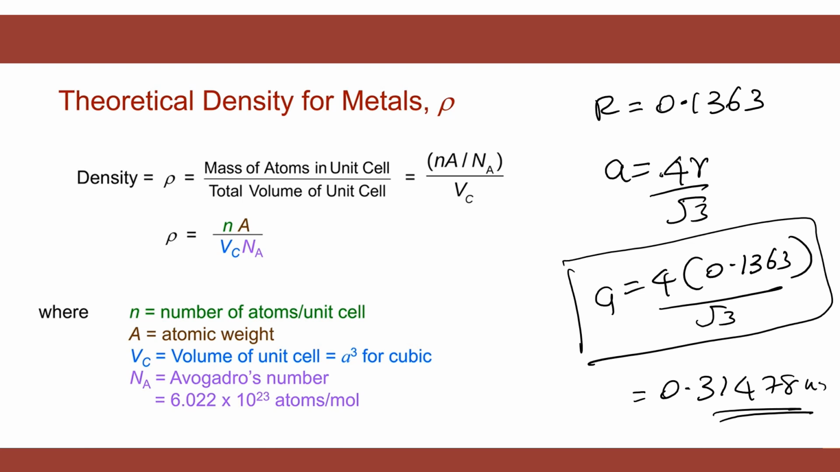So do you understand the procedure? So we found the relationship between A and R. This never changes for BCC. It's the same relationship. If you don't know how to get it, at least you can remember it. So you put the R value here and you find the A. That will be your first answer. The R value is given in the question.